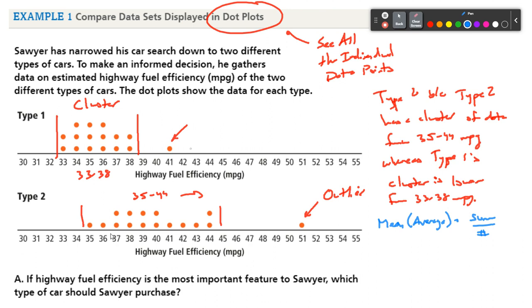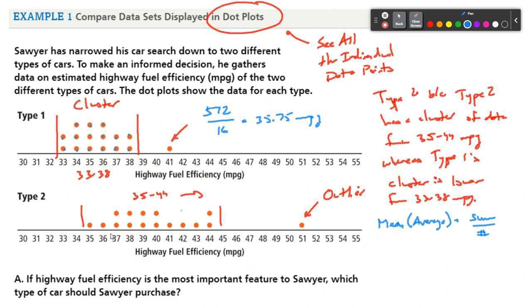And for this, I got a sum of 572. So I'm doing 572, and I'm dividing by 1, 2, 3, 4, 5, 6, 7, 8, 9, 10, 11, 12, 13, 14, 15, 16, by 16. And 572 divided by 16 gives me 35.75. And that is the average miles per gallon for these 16 Type 1 cars.